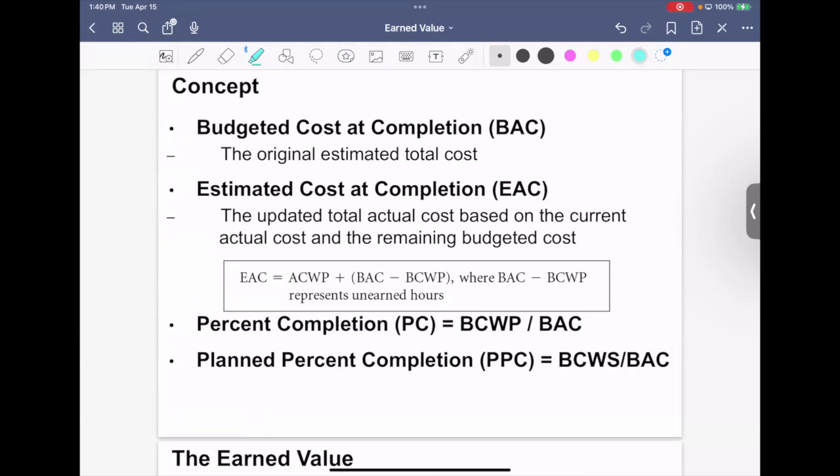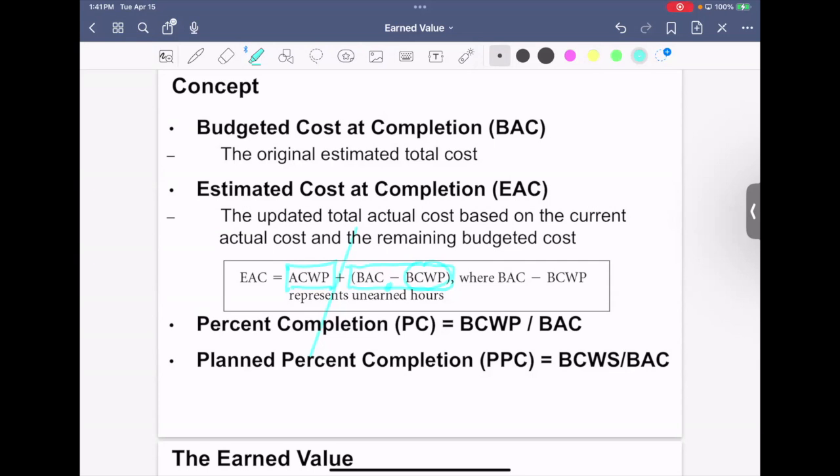Project cost, right? The estimate at completion, EAC, is computed using your actual cost of work performance plus your budgeted cost minus the budgeted cost of work performance. That part is your actual work cost. From the beginning until now you have earned that money, and then you subtract it from the total, because this is scheduled. So total minus your schedule, then the remaining part is what you can have in the future.